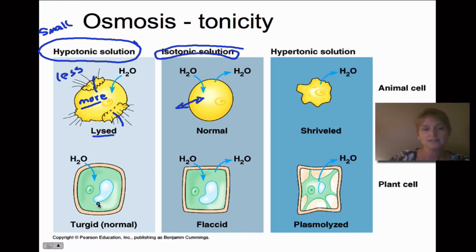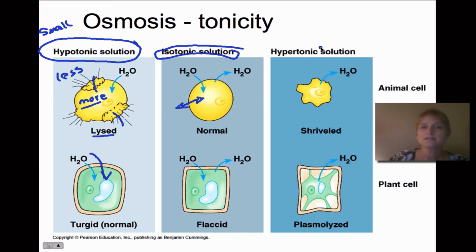Now, for a plant cell, this is normal. It's called turgid, and for plant cells this actually is good because they need to bring water in, and it helps them maintain the rigidness of the cell, and that helps the plant to remain upright. So that's a good thing for the plant, not necessarily a good thing for an animal cell.